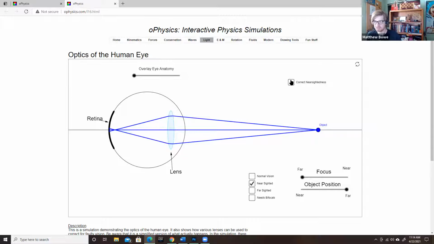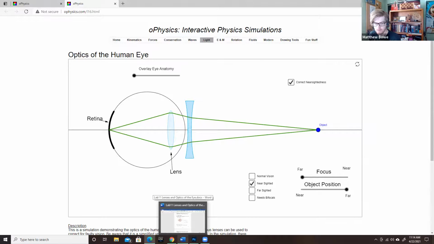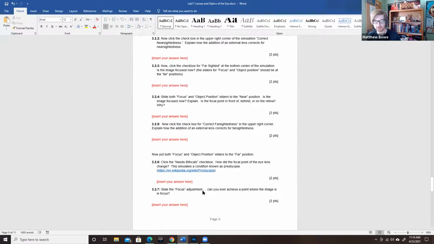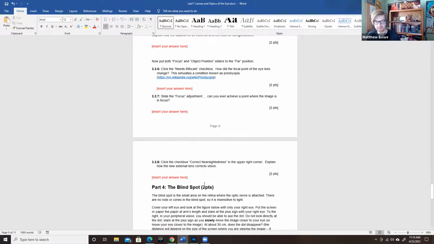But right here, you can see this little checkbox. It says correct for nearsightedness. So I'm pretty much just giving this eye glasses, and it's bending the light a little bit before it hits the lens inside of the eye. And that makes it easier for that lens to bend the light to strike the back of the retina. Okay, so then, correcting for nearsightedness and correcting for farsightedness.